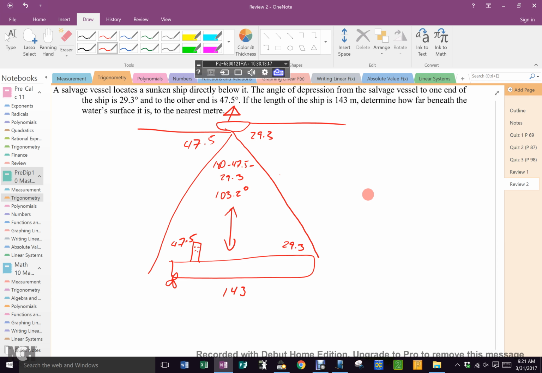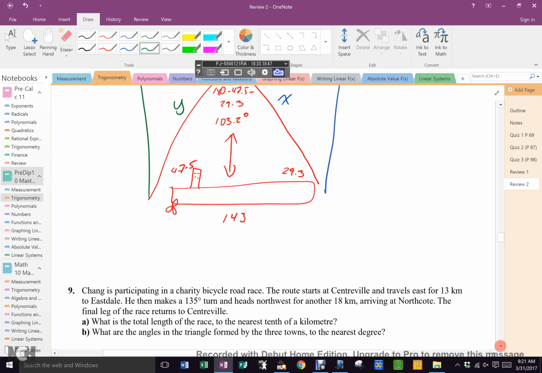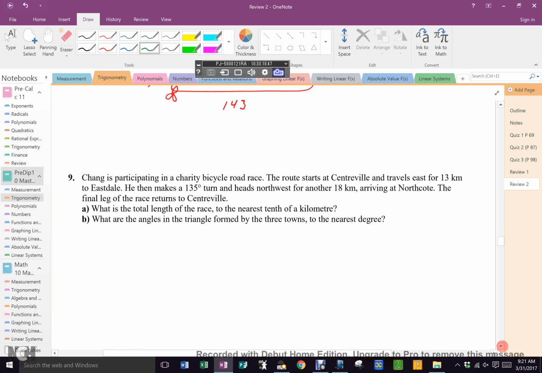Because there's two ways to do it, right? If you found this side by using 47.5 and x, then you're going to do SOHCAHTOA sine over here with 29.3 and x, yes? If you found this side as y, then you're going to come over here and SOHCAHTOA with 47 and y. Is everybody cool?